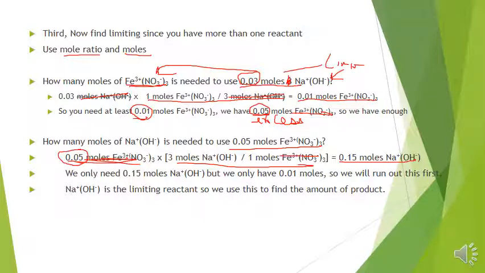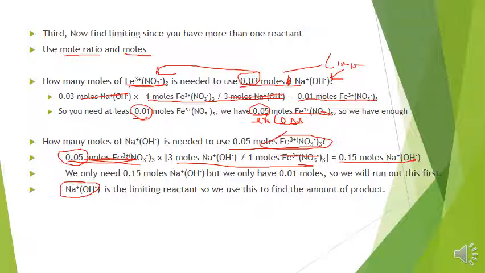So to use up all the 0.05 moles, I need 0.15. And notice I only have 0.03. So I don't have enough of the sodium hydroxide to use up all the 0.05. So that tells me, just like up here, that the iron nitrate is in excess and the sodium hydroxide is limiting. Okay, so think about this. Let's think about what happens here.